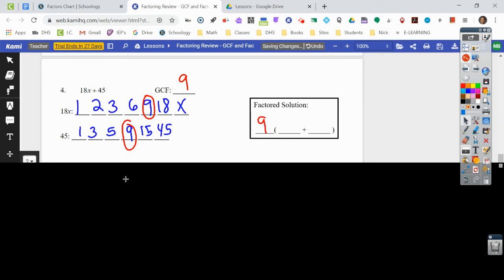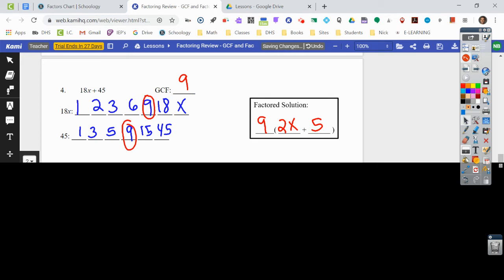All right, so now my first term goes here, but I have to take out this 9 from that first term. If I take out a 9 from 18x, well, 9 times 2 gives me 18, right? And I have this x left over, so that needs to stay in my parentheses. Now to fill in my second spot for my second term, that means 9 times what gives me 45? Well, 9's partner was 5, right? So that means that 5 needs to go back here.